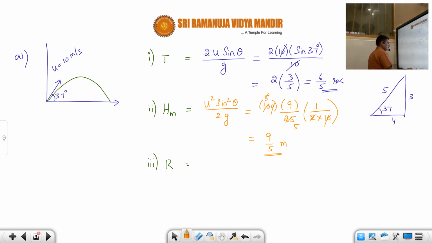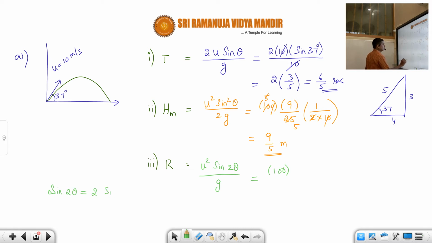Very important. Next one, range. What is the formula for range? u square sine 2 theta by g. That is equal to u square, again 10 square, 100 into sine 2 theta, 2 into sine of 2 into 37. Instead of calculating this value, better is always, we know the standard value of sine 2 theta. I can write sine 2 theta as what, students? I told you these formulas.